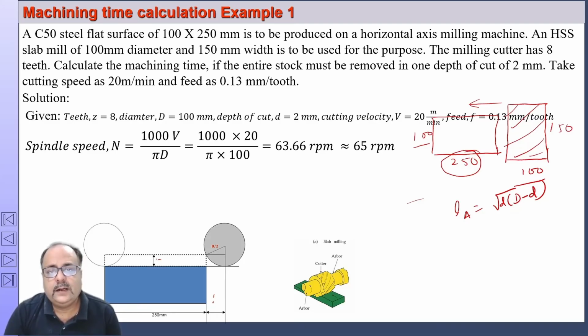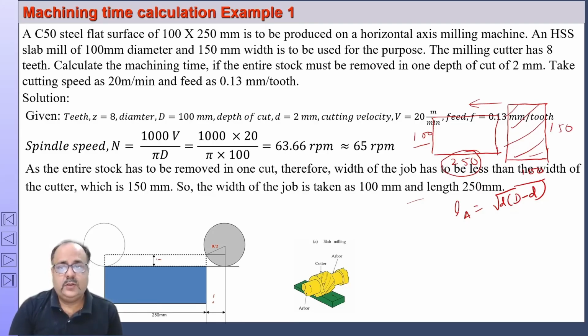However, let's take a round figure here. I have taken 65. You are free to keep it as 63.66. It is up to you, but from a practical point of view, we take the spindle speed which is nearest to the one available in the machine. So the entire stock has to be removed in one pass. Therefore, we have to take 100 mm as the width and 250 mm as the length.